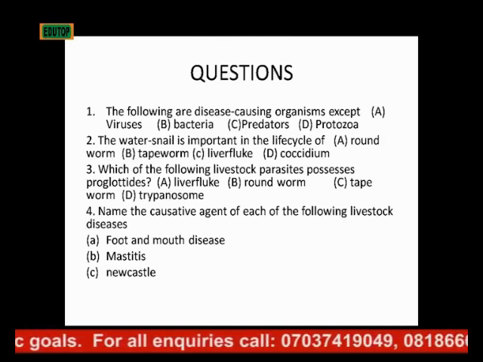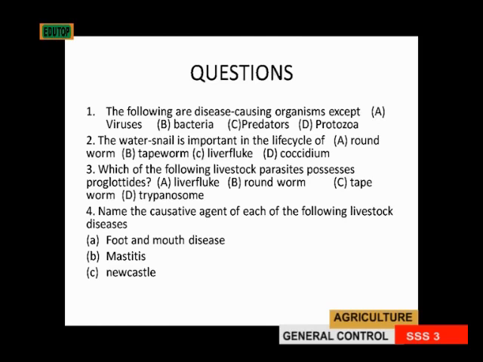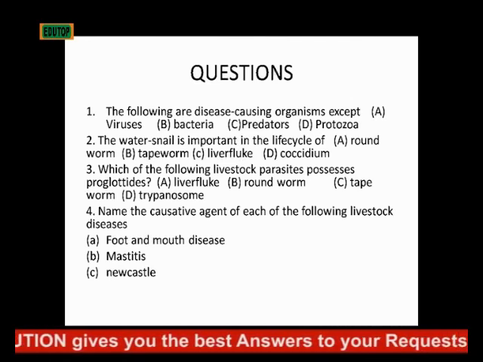Number 2, the water snail is important in the life cycle of dash. Is important in the life cycle of which animal? A, roundworm; B, tapeworm; C, liver fluke; D, coccidium. Number 3, which of the following livestock parasites possesses proglottids? Which one of them possesses proglottids? A, liver fluke; B, roundworm; C, tapeworm; D, trypanosome.